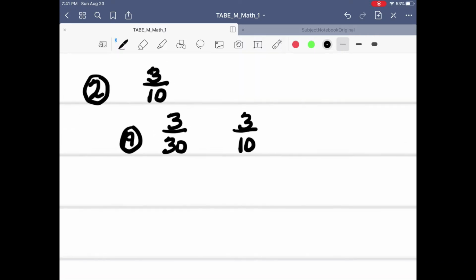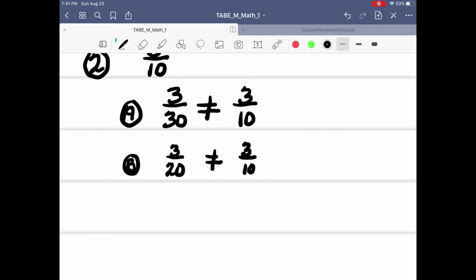Okay, A is 3/30. Let's compare that to 3/10. Those cannot be equal. Top numbers are the same, so the bottom would have to be the same. B is 3/20. Can that be the same as 3/10? No. C, I have 6/20, and we're comparing that to 3/10. This one's a possibility.